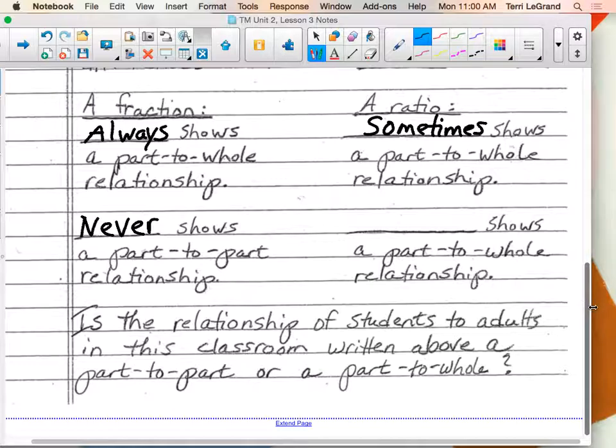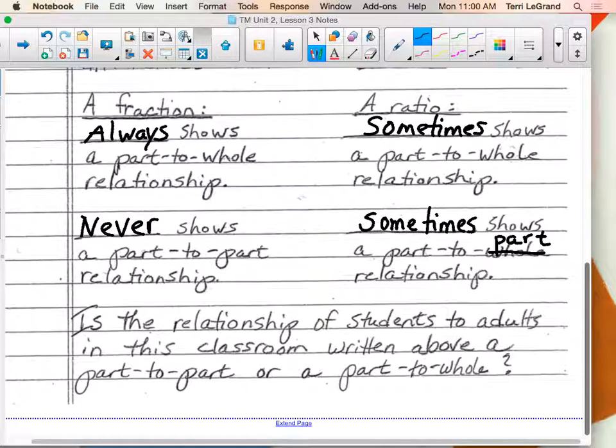And it sometimes shows a part-to-part relationship. Or this should be a part-to-part, sorry. That's wrong in the notes. Will you change that for me? Cross out the word whole there and make it a part. So a ratio sometimes shows a part-to-whole relationship, whereas a fraction never does. When a ratio is not showing a part-to-whole, then it's showing a part-to-part. And remember, a fraction never shows a part-to-part. This is important that we understand, and it's going to be helpful to you in your homework today. Okay?